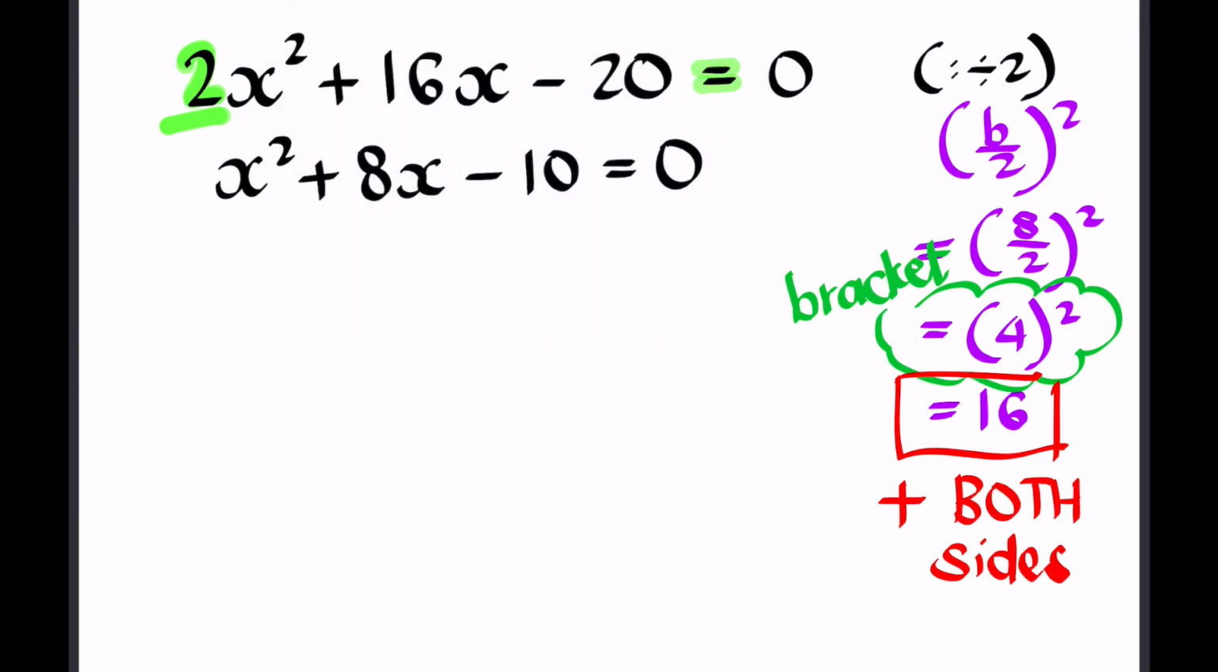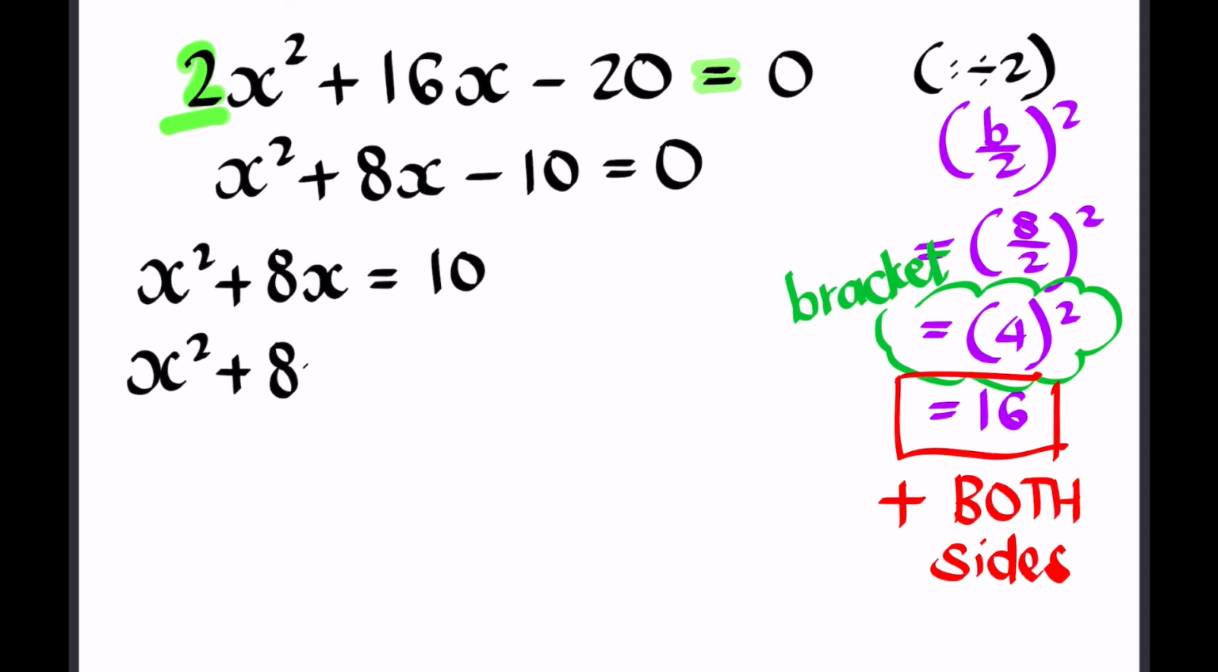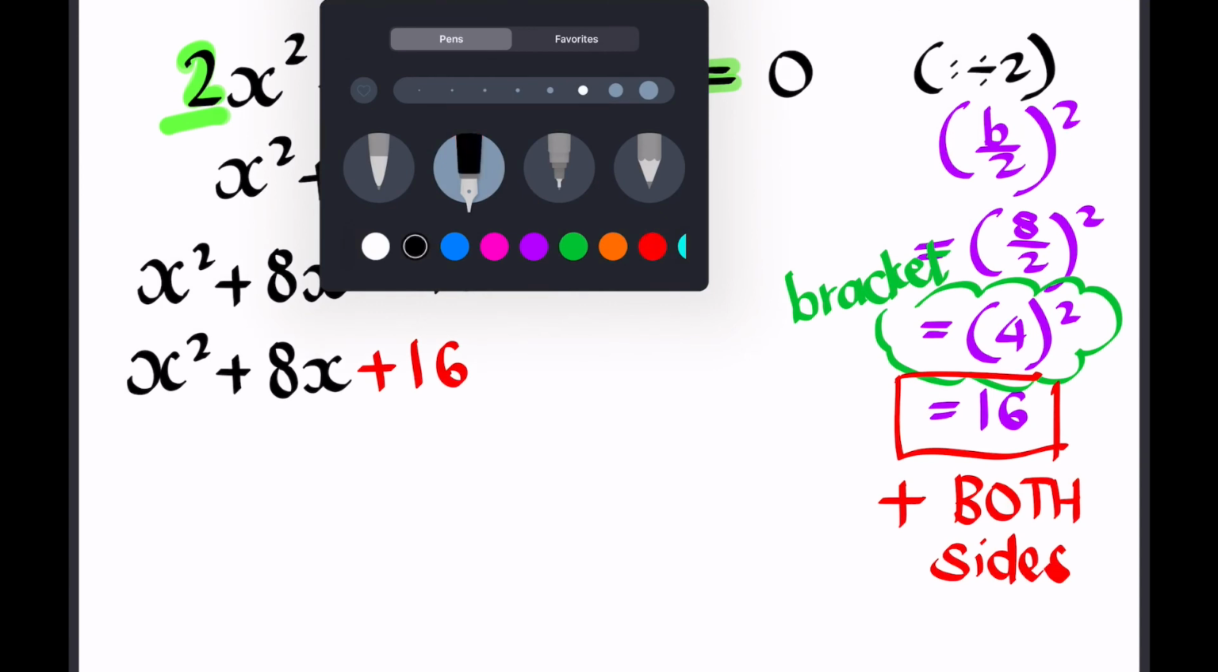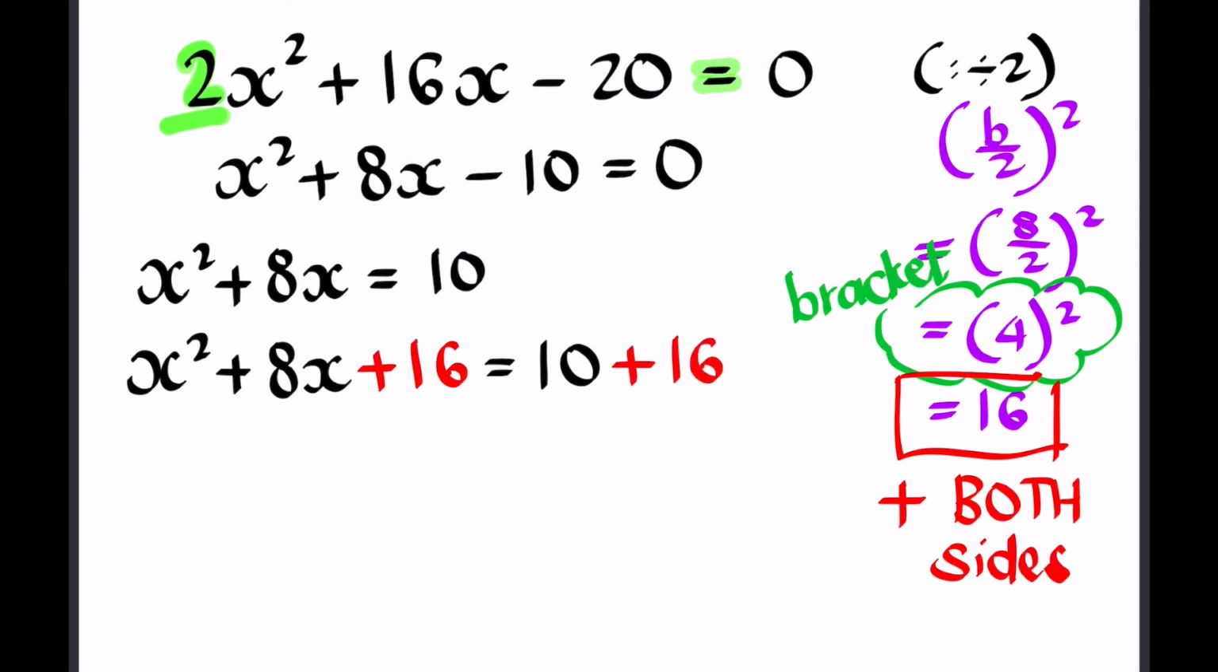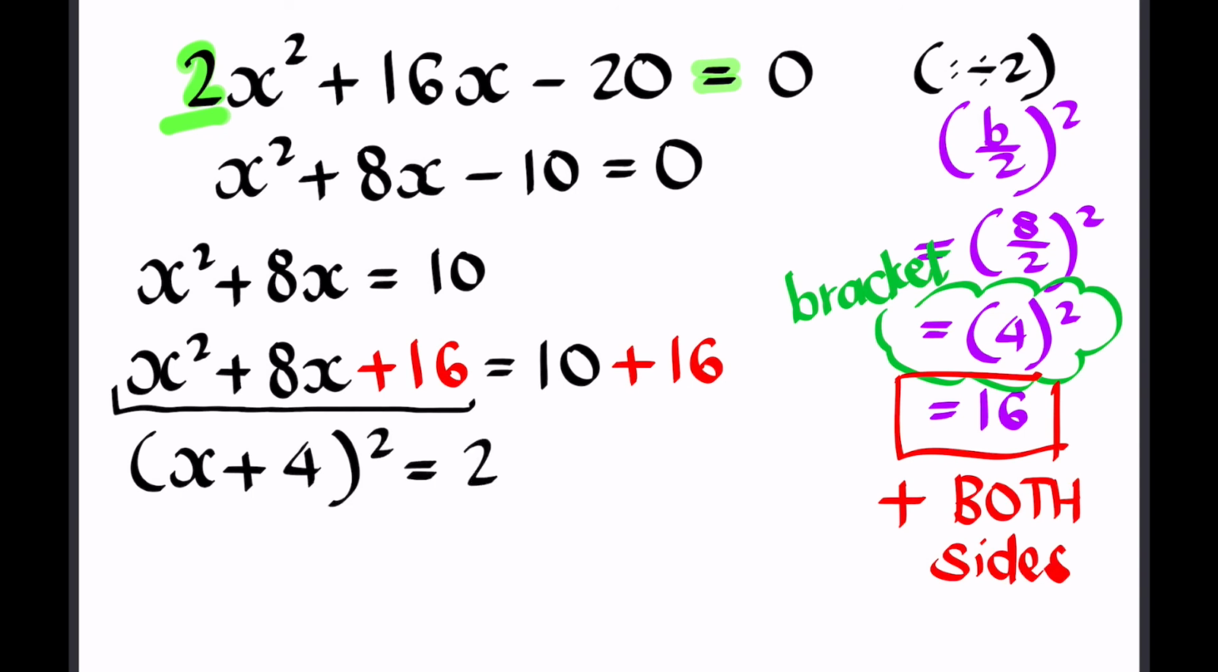So A, I get rid of A. B, I do my B side note, and then C, I need to take my C across the equal sign. So I have x squared plus 8x equal to, the negative 10 now becomes positive 10. So I have x squared plus 8x. Now I'm going to add my 16, equal to 10 add 16. I now have my perfect square trinomial over here that I'm going to factorize as x plus 4 all squared equal to 10 plus 16, which is 26.